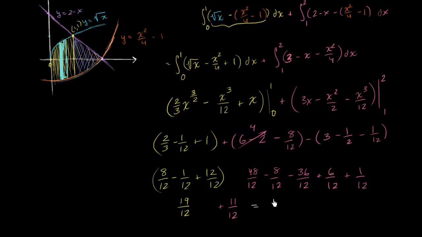And then we're ready to add these two. 19 plus 11 is equal to 30 over 12. If we want to simplify this a little bit, we can divide the numerator and the denominator by 6. This is equal to 5/2, or 2 1/2. And we're done. We figured out the area of this entire region. It is 2 1/2.